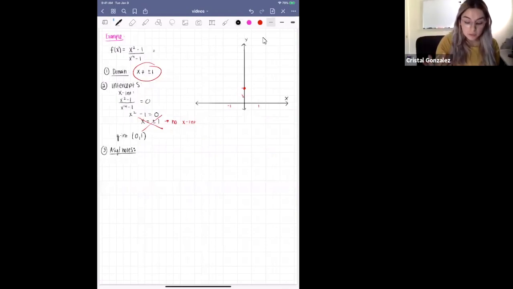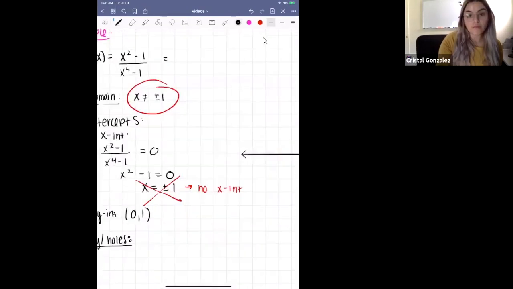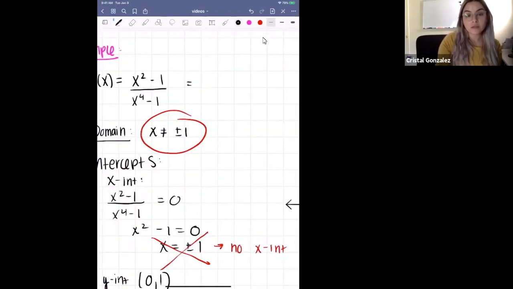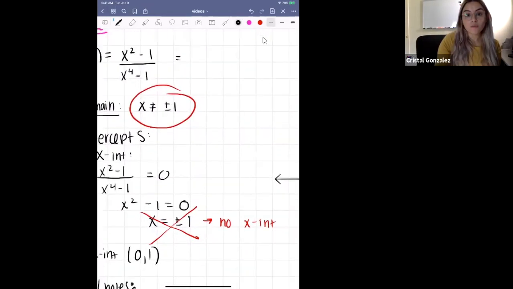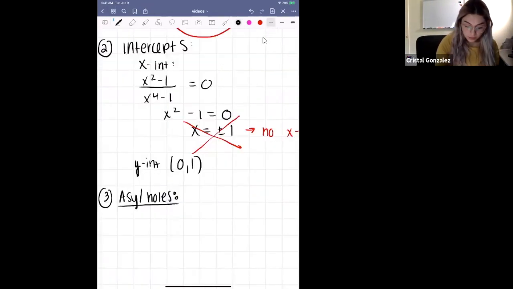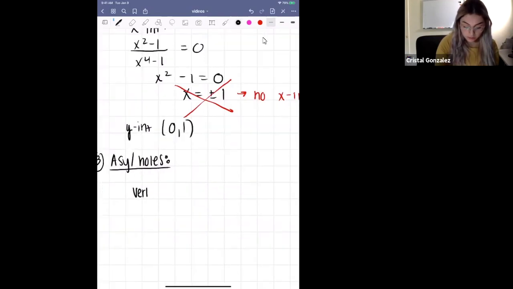But for our asymptotes and our holes, remember that for our asymptotes here, what we want to do is, for our vertical asymptotes at least, let me write this down.